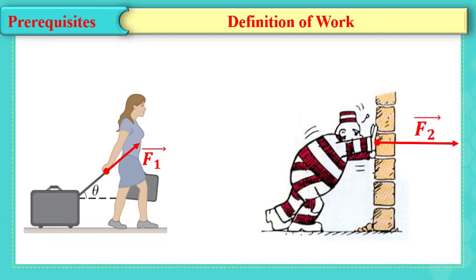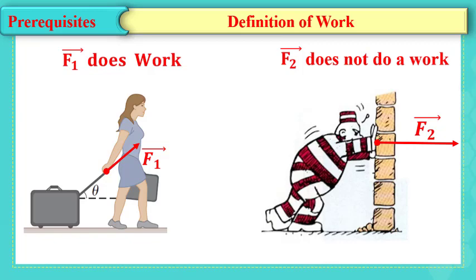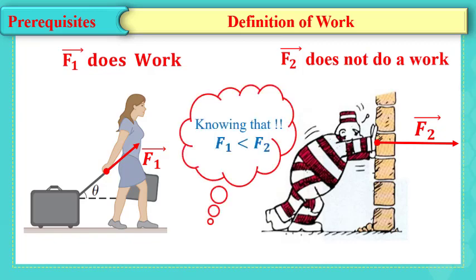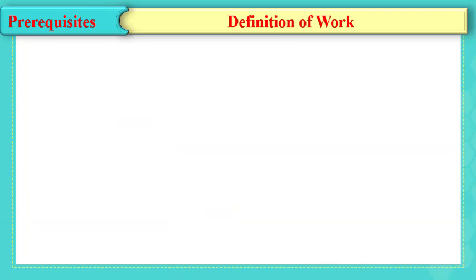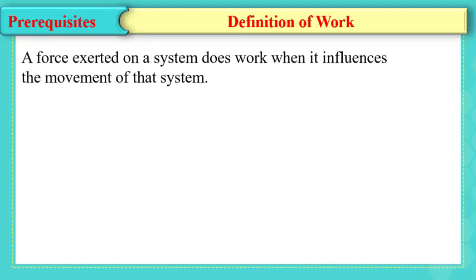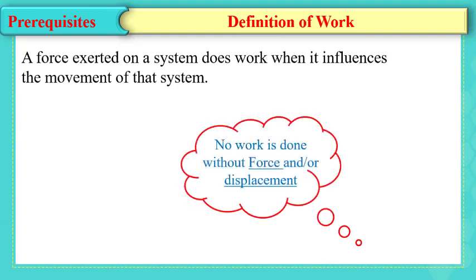On the other hand, a man pulls a wall by a force F2. Applying this force day and night will not make any movement. So we say that F1 does work, while F2 doesn't do work, although F1 is less than F2. By comparison, we say that a force exerted on a system does work when it influences the movement of that system. So the fact is, no work is done without force and/or without displacement.